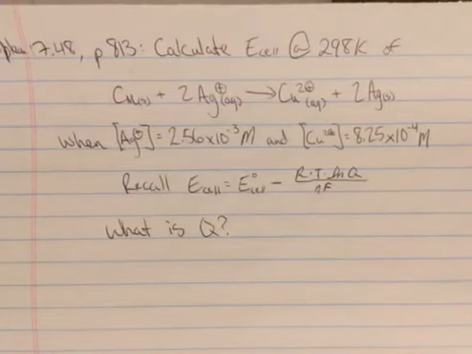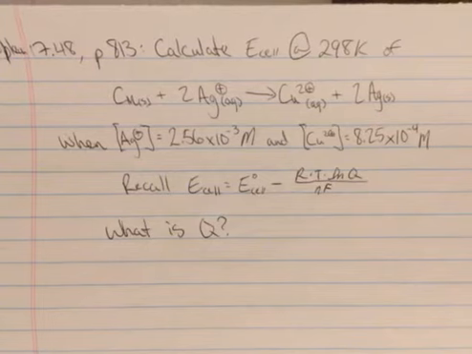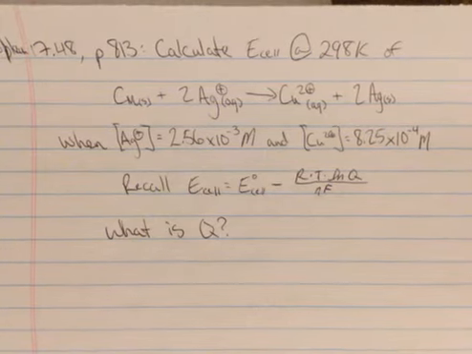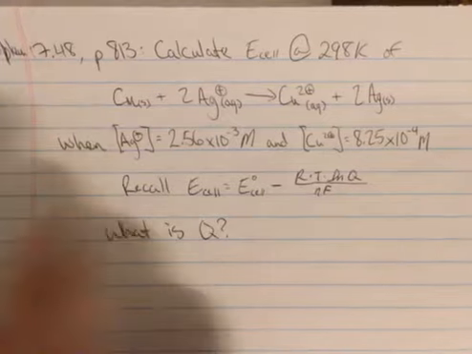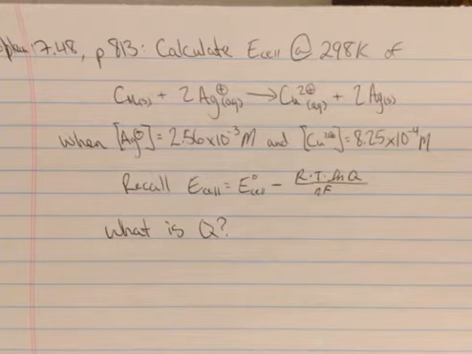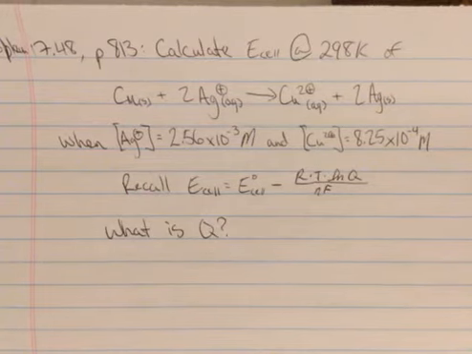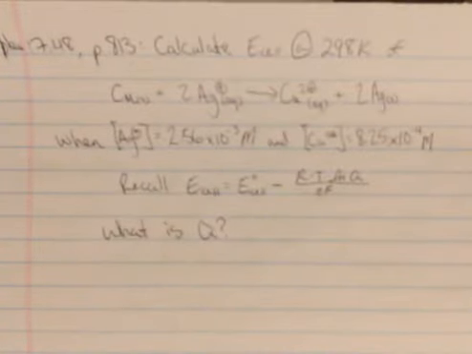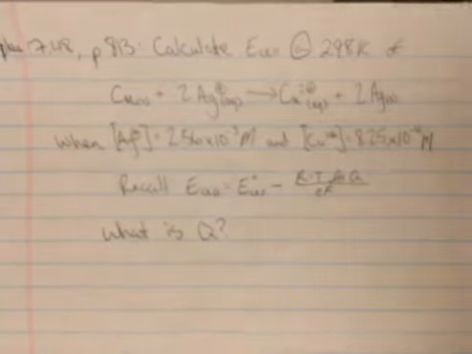Okay, so let's look at another problem here on page 813, problem 17.48. So calculate the E cell at 298 K of copper, presumably reducing silver, 2 equivalents of silver. So that means 2 electrons are going to be traversed. Okay, so copper 2 plus is going to result. So in other words, copper is getting oxidized and silver is getting reduced.